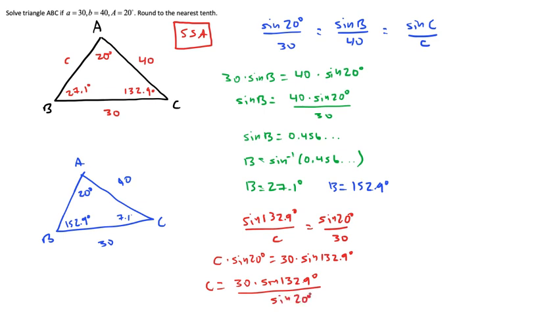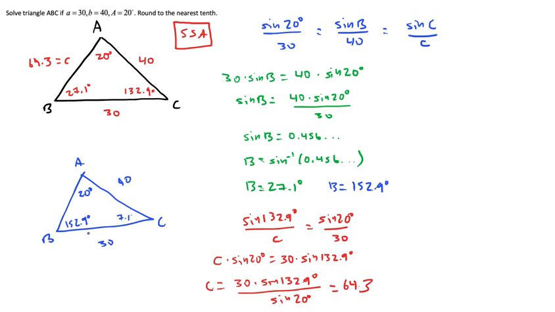Do not round any intermediate steps. You should be able to just leave this in your calculator and calculate this step by step. Don't clear it out each time and round. You should get 64.3 for this. So in this particular triangle, when B is 27.1 degrees and C is 132.9, we get the length of C to be 64.3.